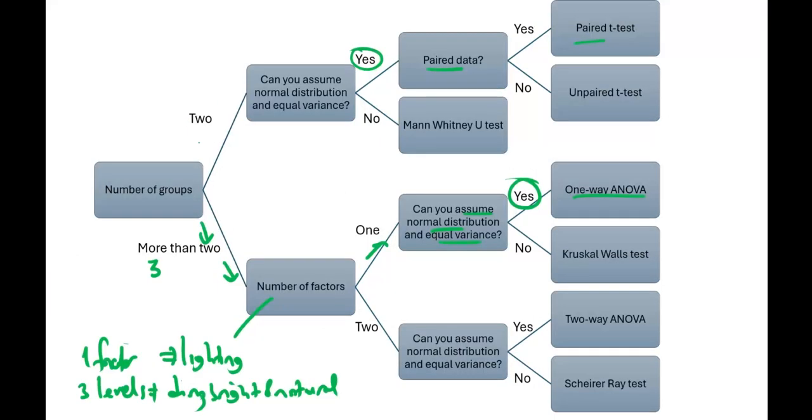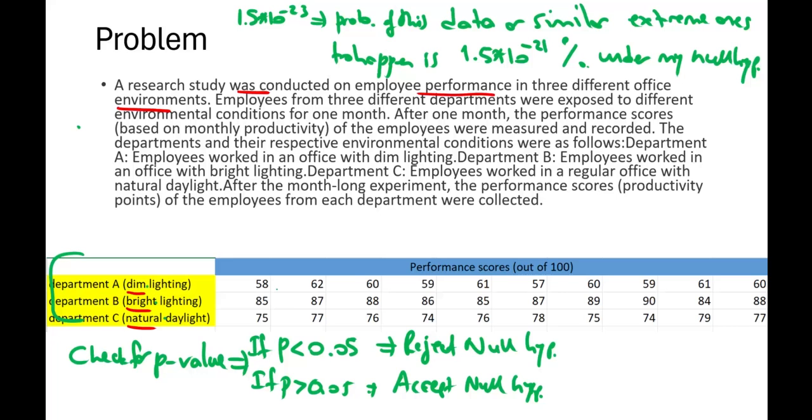Instead of taking three groups at once, I will just take two of them and test whether they are different or not. Here again we will assume that they are normally distributed, and it asks whether they are paired data or not. If you can see here, they are not paired data. These are three different departments.